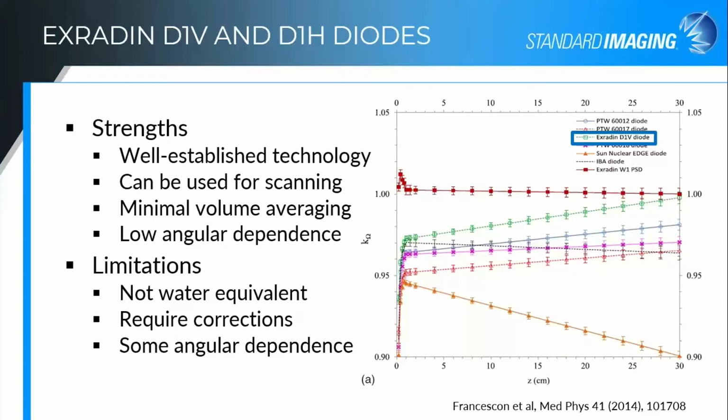Limitations of diodes are pretty standard for diodes. They're not water equivalent because they are diodes. They're at a higher density, so they do require those corrections. And the fact that there is some angular dependence is a limitation.